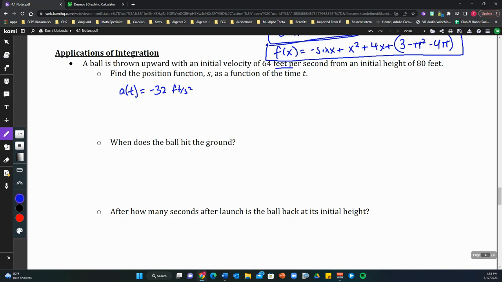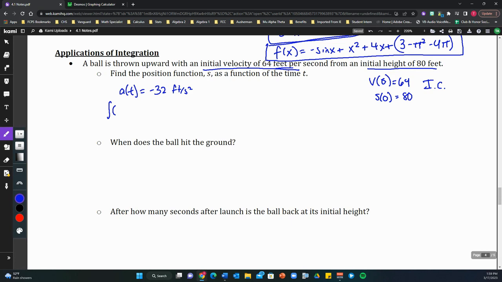Because if a ball is thrown upward with an initial velocity of 64 feet per second, that's like saying v of 0 equals 64. And if it's launched from an initial height of 80 feet, that's like saying s of 0 equals 80. These are initial conditions, just like the previous problem. So to do this, all I have to do is exactly what we just did. I'm going to start by integrating.